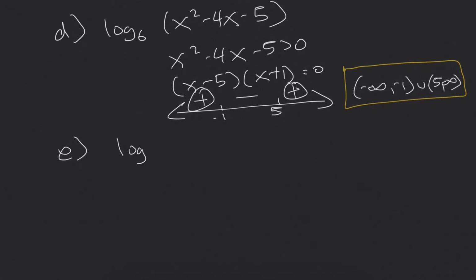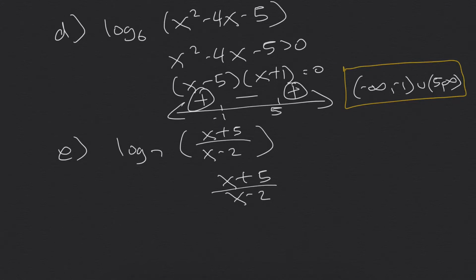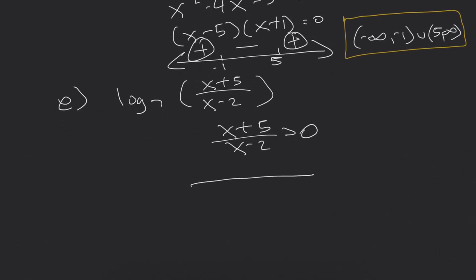And let's see here, part E, let's do one more here. Let's say log base 7 of x plus 5 divided by x minus 2. So whatever's inside the logarithm has to be greater than 0. Can't be equal to 0, can't be less than 0. In this case, we have a rational inequality, and we know we need our intercept on there, negative 5, and our asymptote at 2. I'll go ahead and fill in this one as well. It coincidentally happens to be the same as the previous one, plus minus plus. And we want the positives here.